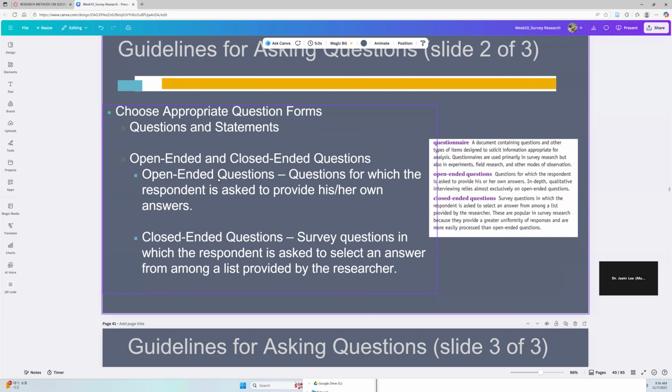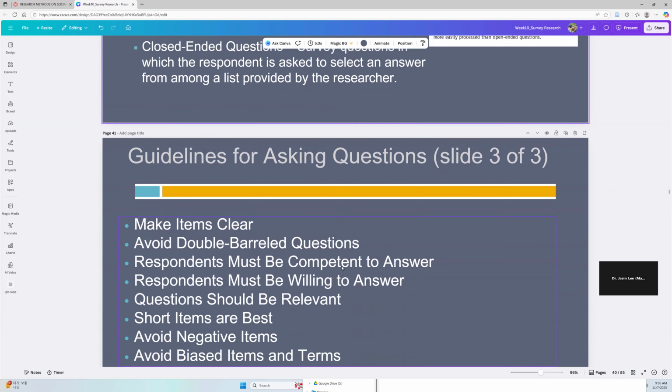For example, open-ended questions are kind of the 주관식. So you can post your answers however you want. There might be some limit on the length, but instead of choosing pre-existing answers, you can write or freely share your opinion by answering those questions. And closed-ended questions are survey questions in which the respondent is asked to select an answer from the 객관식, or a Likert scale, or other types of possible answers.